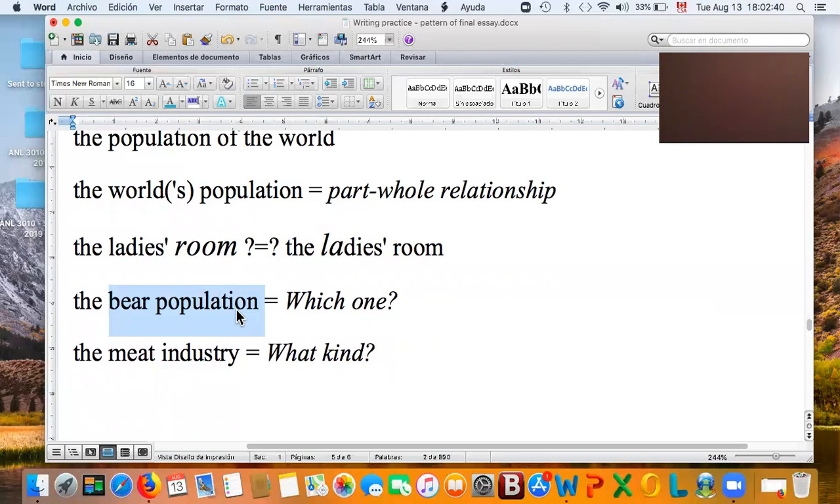Now, meat industry. What kind? The meat industry. Industry is a category. It's a category of things or phenomena. And you want to narrow that category so that we know what kind of industry we're talking about. We're talking about the meat industry. Yeah, I need another one. One more.